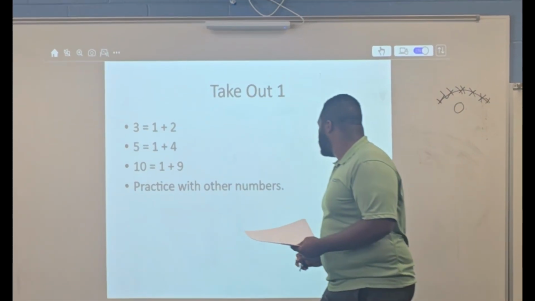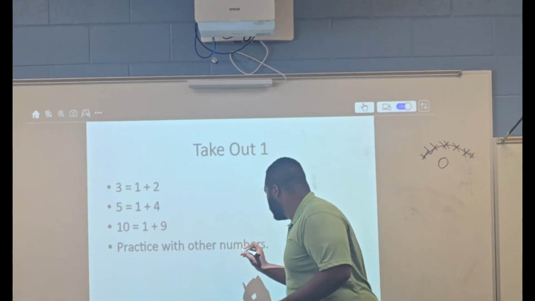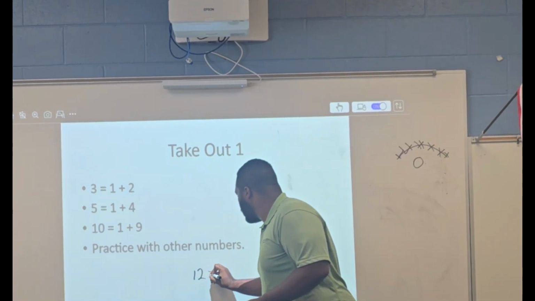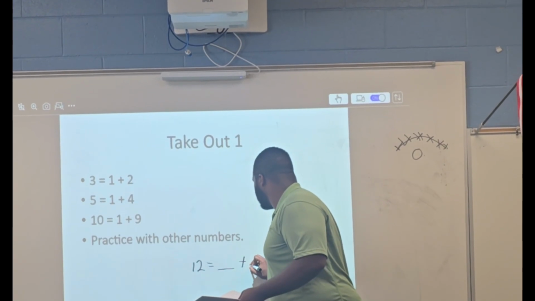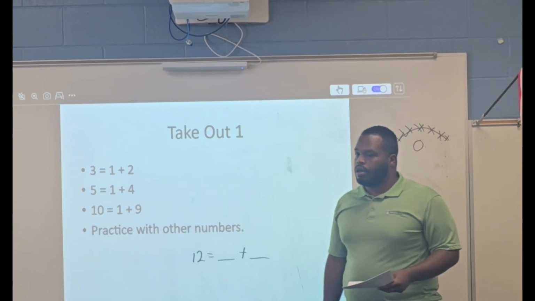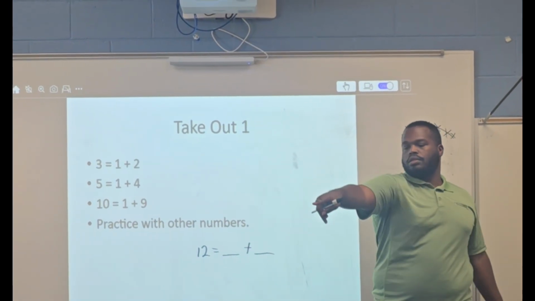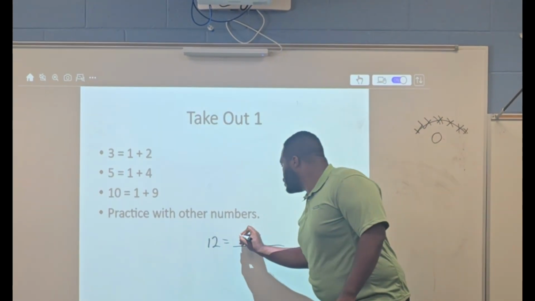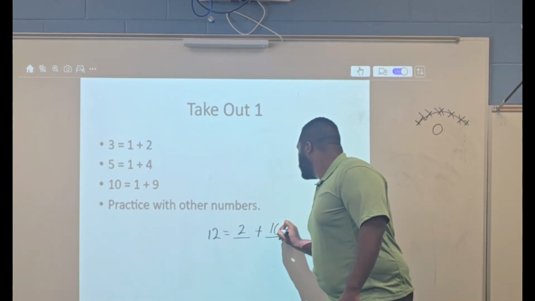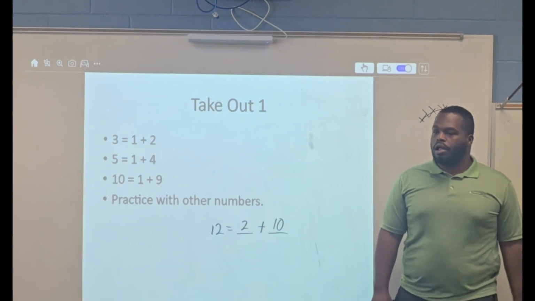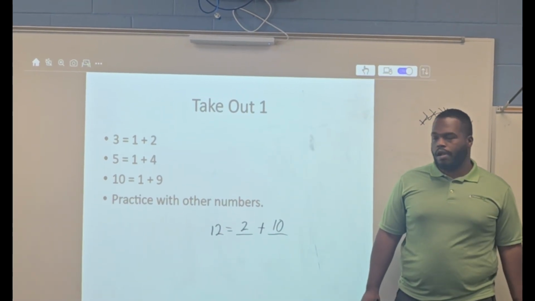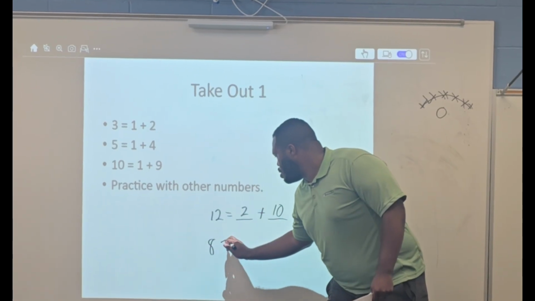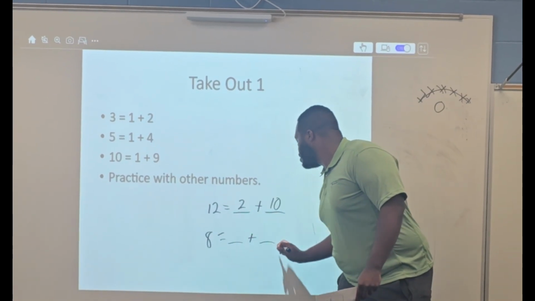For example, I'm going to do a trickier one. 12 equals blank plus blank. 2 plus 10 equals 12. Yep, 2 and 10. So you see what we're doing here? All right, what about another one? Let's do 8.